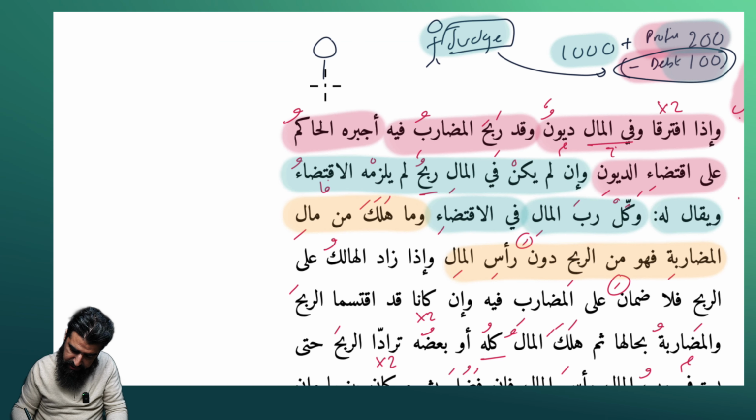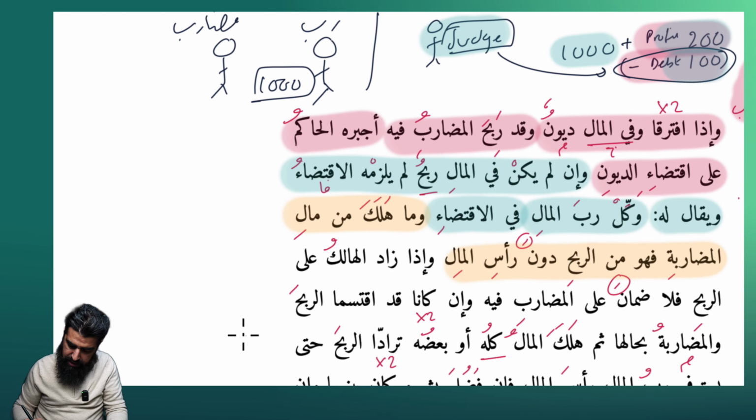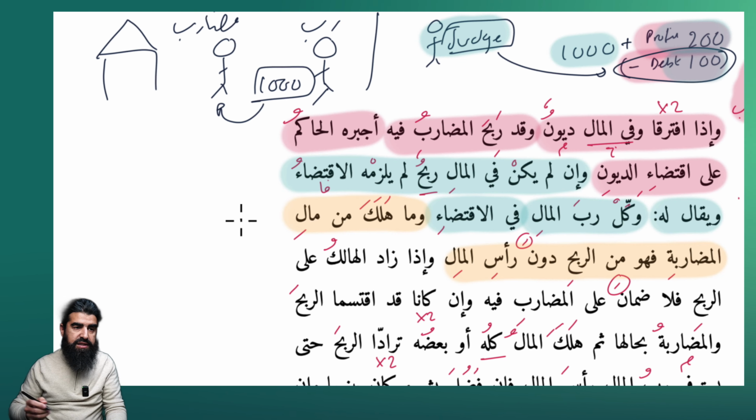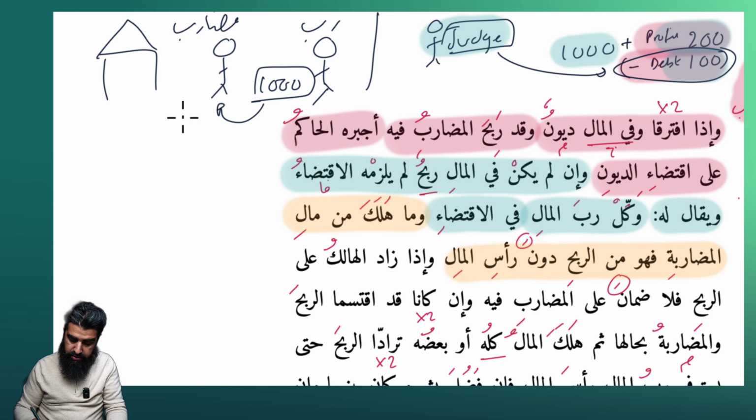So let's say, for example, this is the Rabbul Mal, and this is the mudarib, and it was done on £1,000. Let's say he's given the money to him. He's gone and bought, let's say, a house, and there's floods and the house got damaged. So now, where is the money going to come from? Let's say they've actually made some money, so he's buying and selling houses.